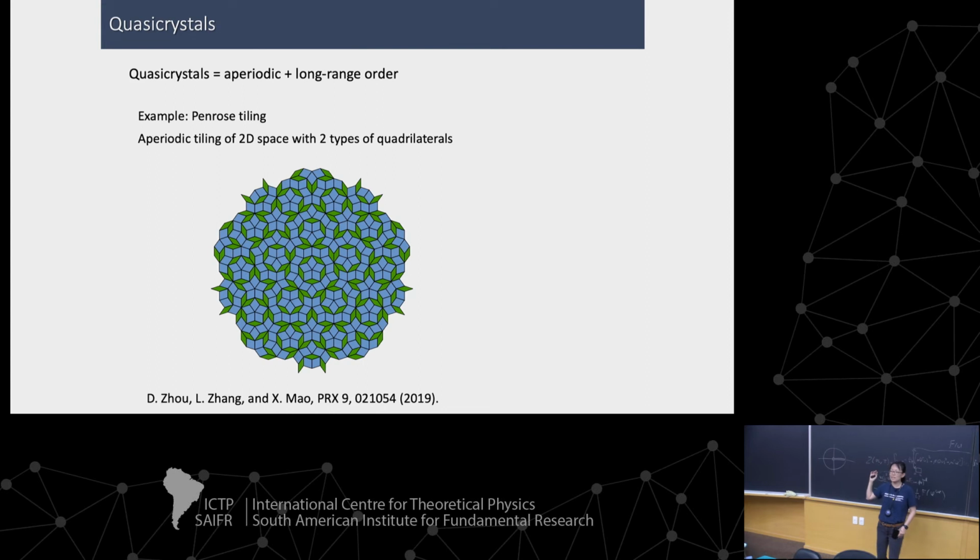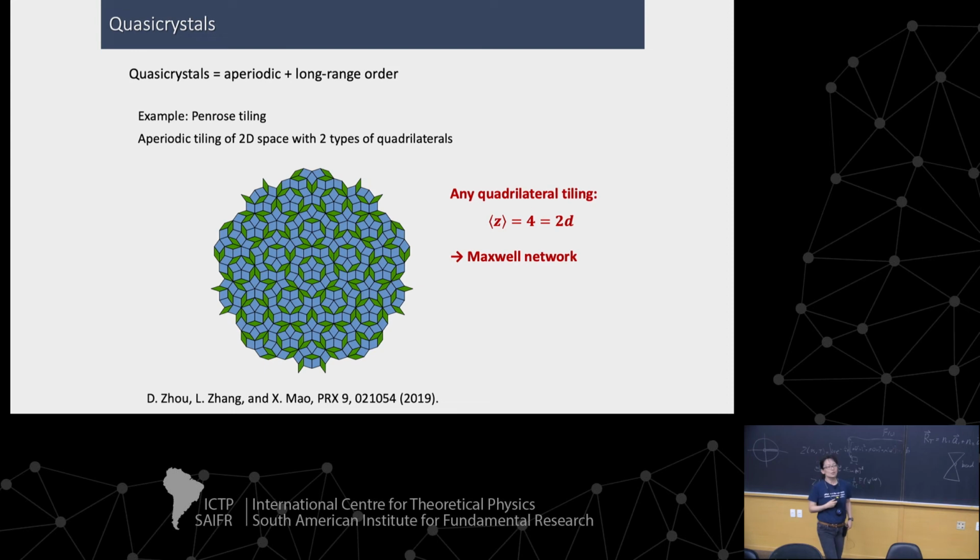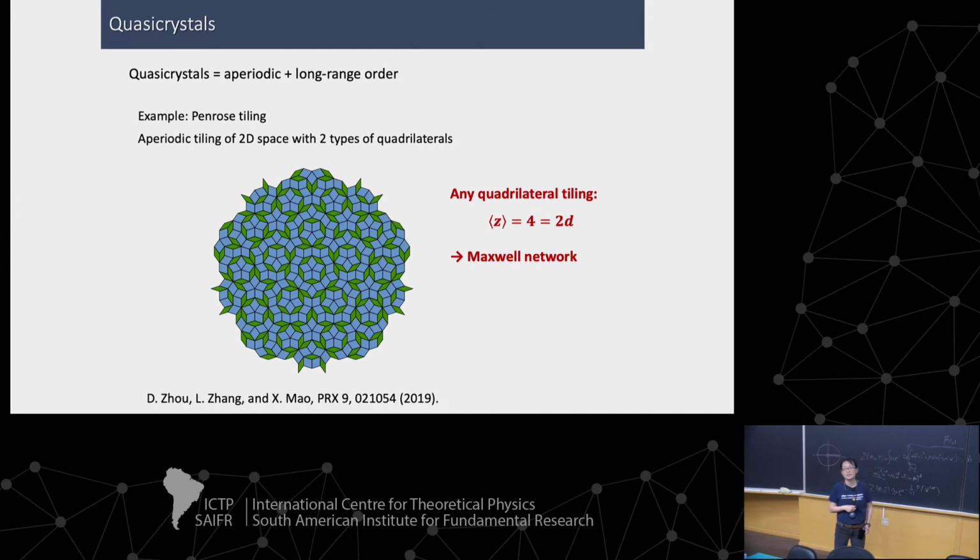You can show that you can generate this pattern by taking a 5-dimensional hypercubic lattice and cutting it with a 2D plane. So it's perfectly ordered. It's just not a periodic order. The reason we chose this as our system, the so-called Penrose tiling, is that it's exactly Maxwell. The coordination number here ranges everywhere from 3 to 10, but the average is always 4. You can use Euler's equation to show that because all of the faces are 4-sided, the average coordination number must be exactly 4. So it's a Maxwell network.